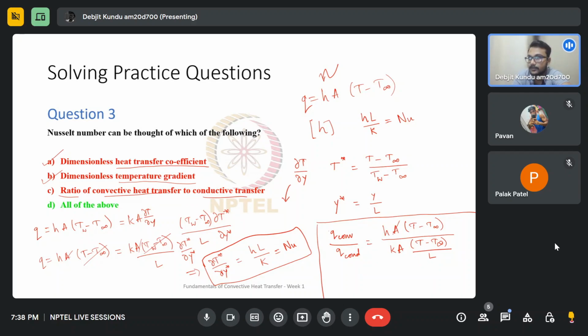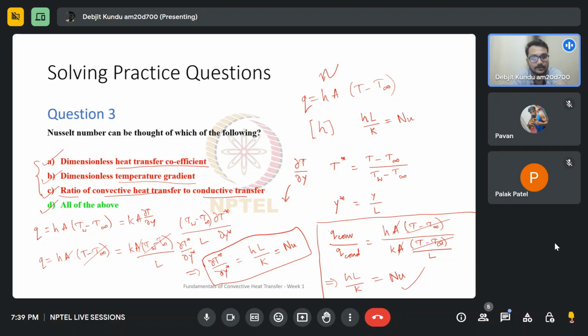So now we can divide A from both sides, this delta T from both sides, and it ultimately becomes hL by k, which is again the Nusselt number. So option C is correct as well. So these are the three ways in which Nusselt number can be thought of. As a result, option D would be the correct answer, all of the above.